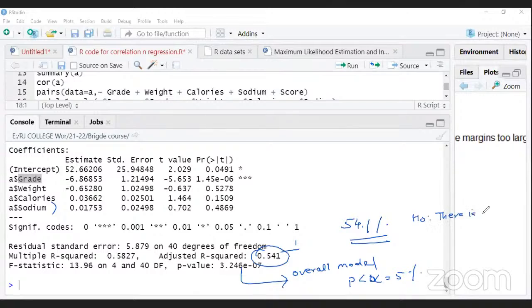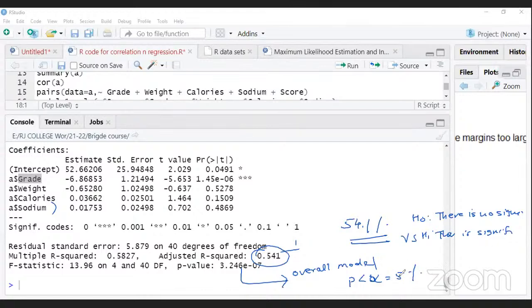How do we define it? There is no significant, or insignificant, versus there is significant. Means overall model is a good fit versus overall model is not. So since it is less than 5%, I will say reject H naught. That means model is significant. That means overall model is significant. Conclusion: overall model is significant.